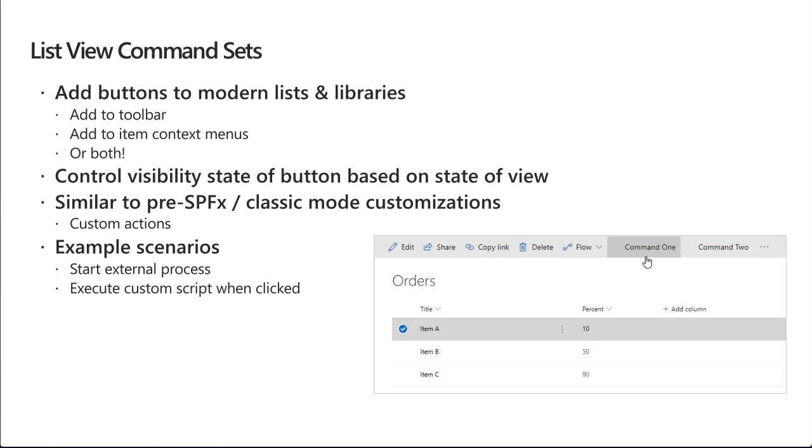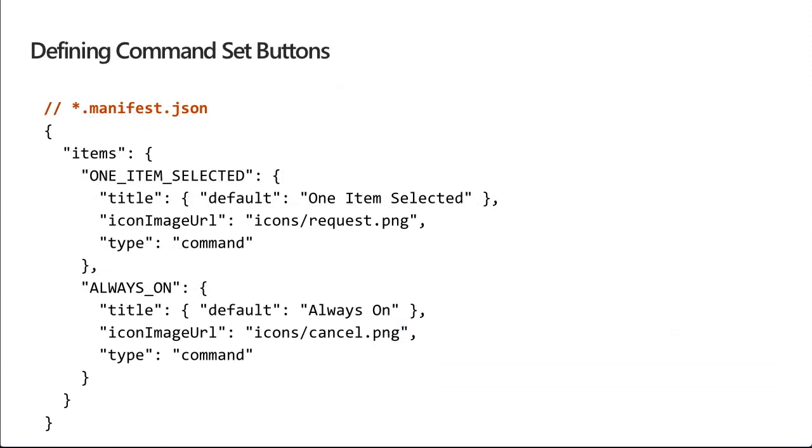You're going to also have the ability to control the visibility state of a button based on the state of the current view. And it's going to be similar to the pre-SharePoint Framework classic mode customizations that you may be familiar with of custom actions. Some example scenarios for this: you'll be able to start an external process or execute some custom logic when these buttons are clicked.